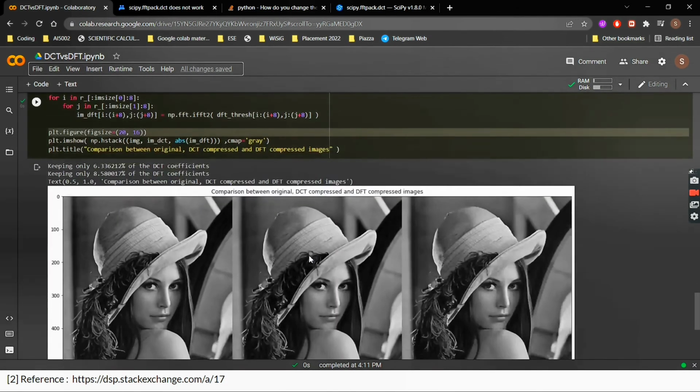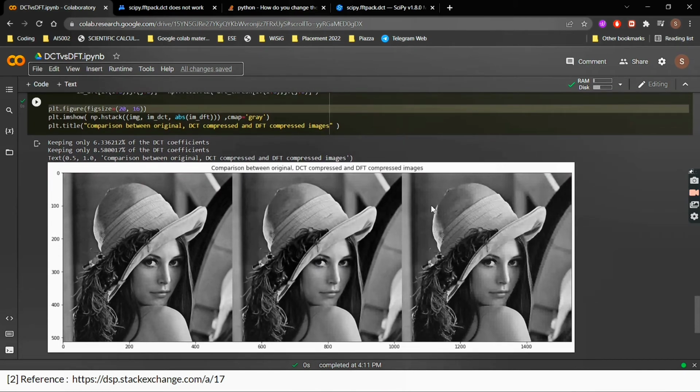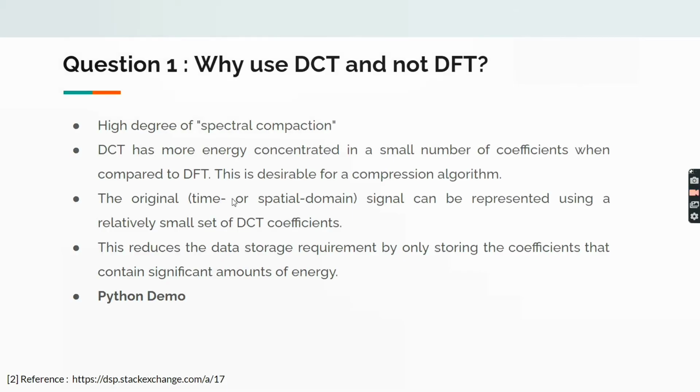Next, when we apply DFT on this image, we can observe that DFT gives a lower quality image as compared to DCT. Here what we have done is we have kept just 6% of the DCT coefficients, while we have kept 8% of the DFT coefficients. But still DFT is not comparable to DCT. If you observe the face here, the face is pixelated in DFT, while DCT shows a smooth face. We can clearly observe the difference here, and hence we prefer DCT because it has very high energy compaction.